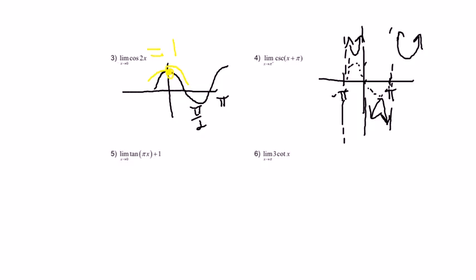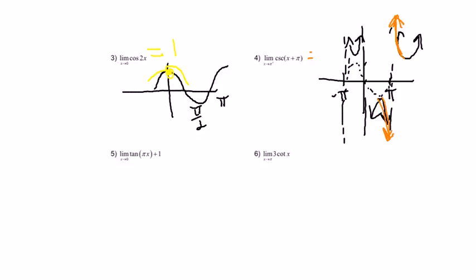Now look, we can see that we're not headed there the same way. So I'm going to pi. Coming from the right, I'm going to infinity. Coming from the left, I'm going to negative infinity. So what do we say when it happens? Coming from the right is positive infinity, left is negative infinity. Our answer is D and E.